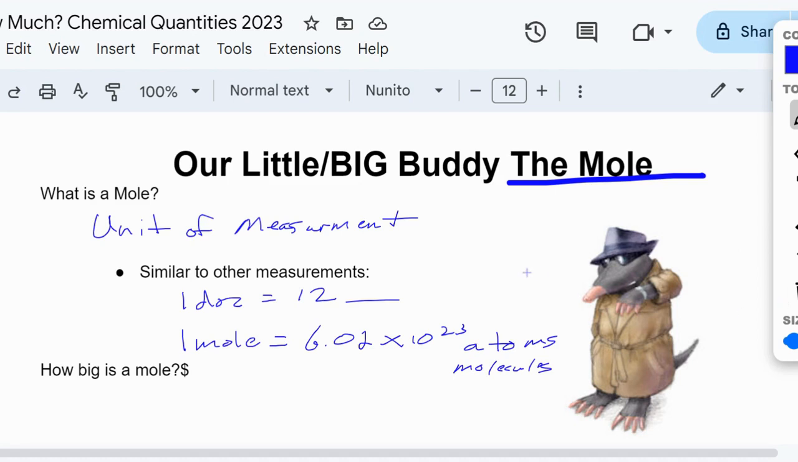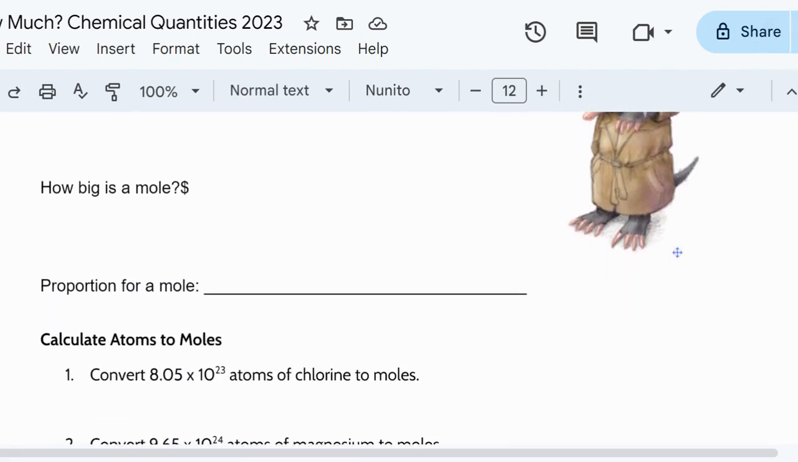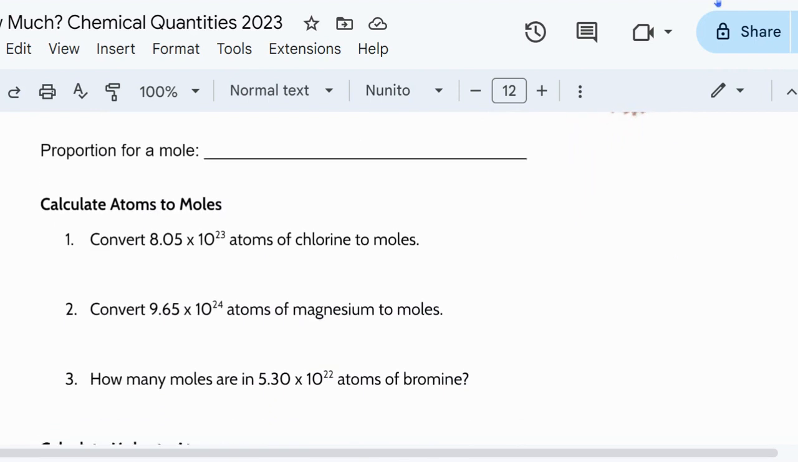So we use the mole to keep track of what we have.